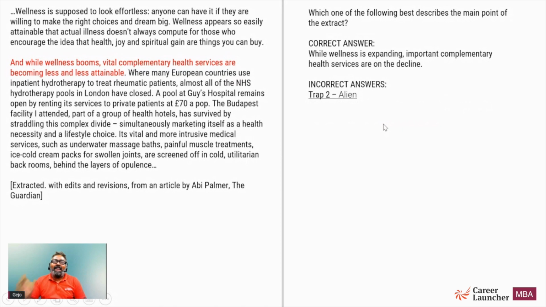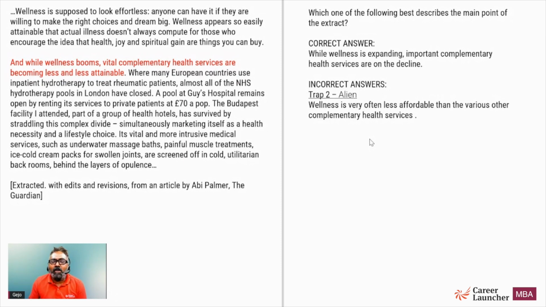Number two, write something which is not there and ensure the sentence looks a little appealing. Something like this: wellness is very often less affordable than the various other complementary health services. First of all, nobody is discussing anything about affordability. Affordability is not mentioned. Alien. Let's put some rotten word which has no place in the answer choice. This is definitely an uncertain trap. Trap 2.